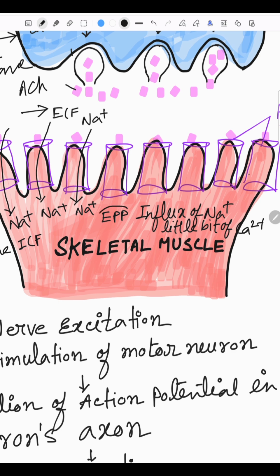So this EPP is a voltage, and for EPP the voltage sensitive sodium channels open, and through this a huge amount of sodium comes within the skeletal muscle, and there is depolarization of the skeletal muscle membrane and generation of action potential, so that the sarcoplasmic reticulum and the T tubules open up and the calcium is released, and this calcium also causes skeletal muscle contraction by means of excitation contraction coupling.